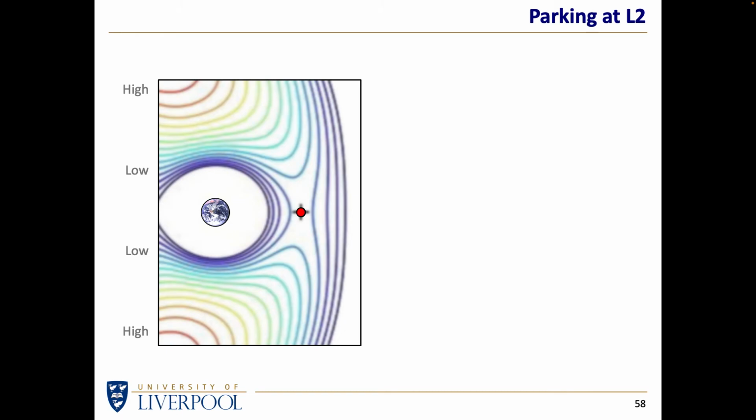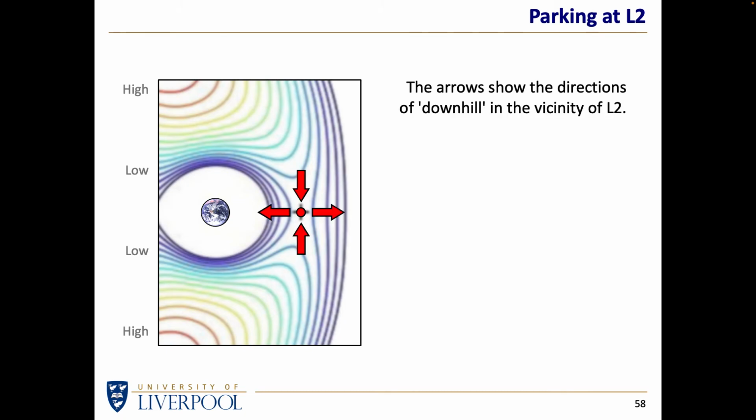So these contours are high in the top left, high in the bottom left, and lower as we get closer and closer to Earth. But this is the point we're interested in, L2. And if we think about which way is downhill, if we're going from high to low, we can see downhill points towards L2 in the sense of up and down in this diagram, but points away from L2 in the sense of left and right. If we point towards the Earth, that's downhill. We're going to continue rolling downhill to the Earth.